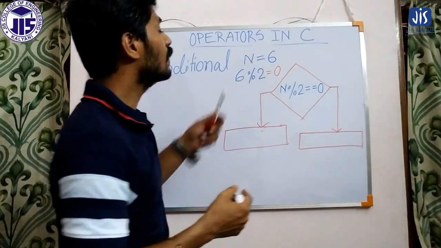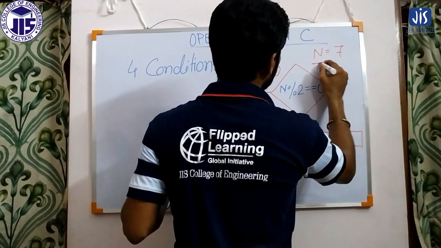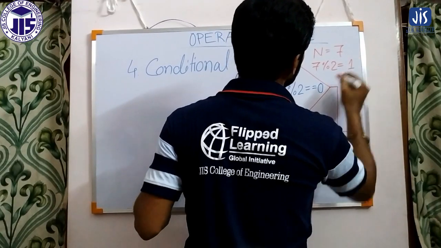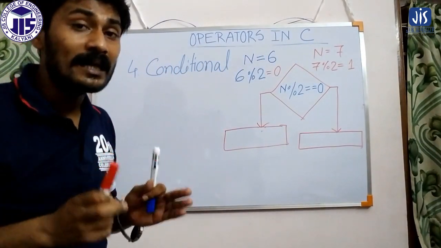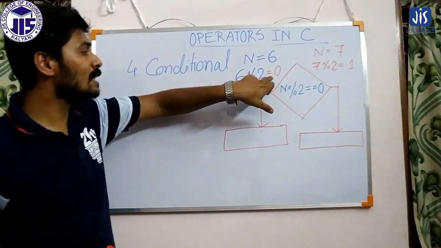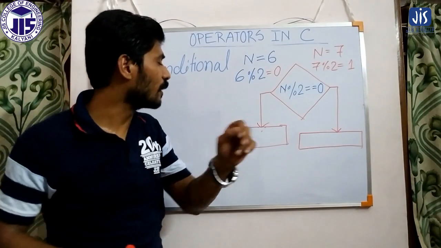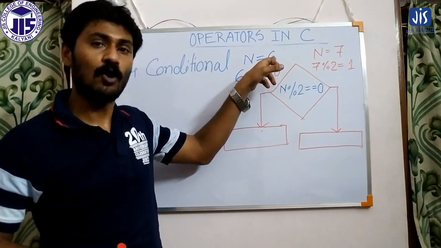And if the value of n is 7, and if I perform 7 mod 2, then obviously the remainder will be 1. Here we are verifying whether the remainder is 0 or not. After performing this modulus operation, if the remainder is 0, that means we can say it is an even number or a divisible number.